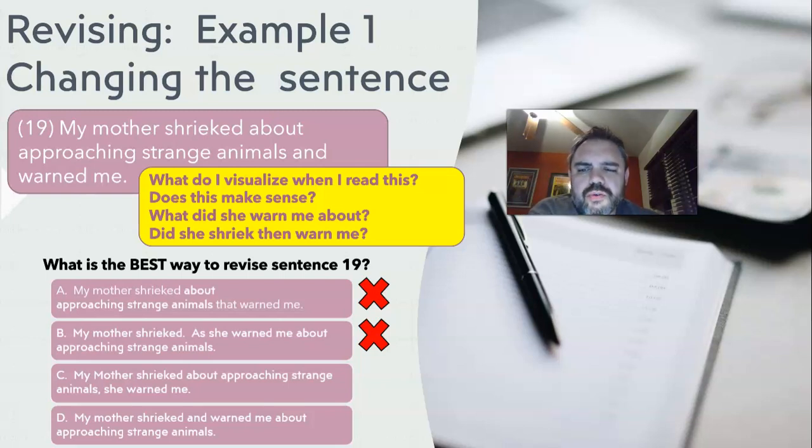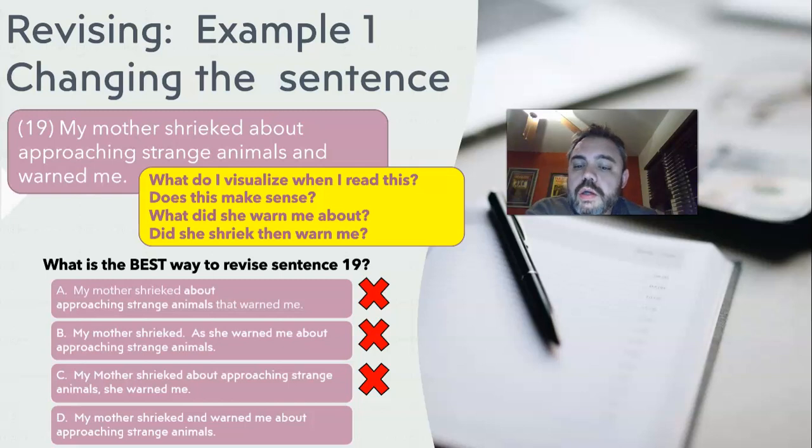Okay. My mother shrieked about approaching strange animals. She warned me. That's pretty good, but it's not too much different than the original sentence. So, that one's close. I see what they're trying to do. They're trying to trip me up here, but you know what? I'm not falling for it, test writers. So I'm gonna pass on that one too.